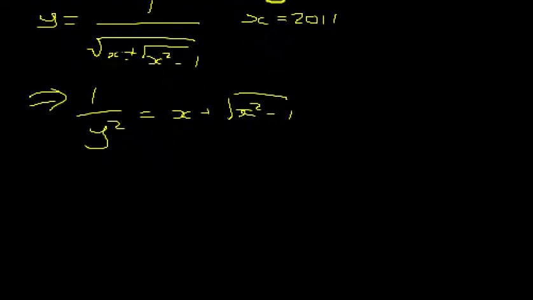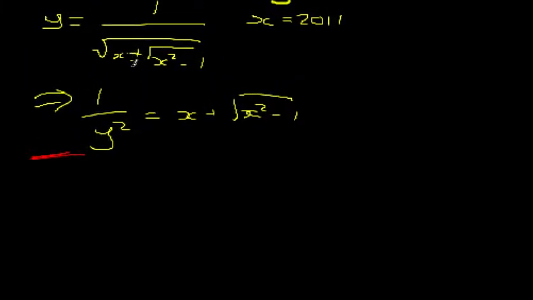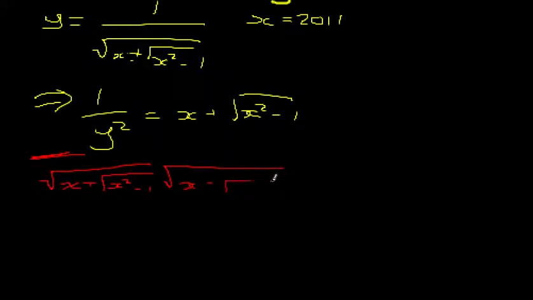Now the other thing to notice, I'll do this in red. Another reasonable thing to do is to multiply by 1 over root x minus root x squared minus 1. Now, let me explain why. If you have root x plus root x squared minus 1 multiplied by root x minus root x squared minus 1, then as I've shown in the previous video, this is like a difference of two squares.